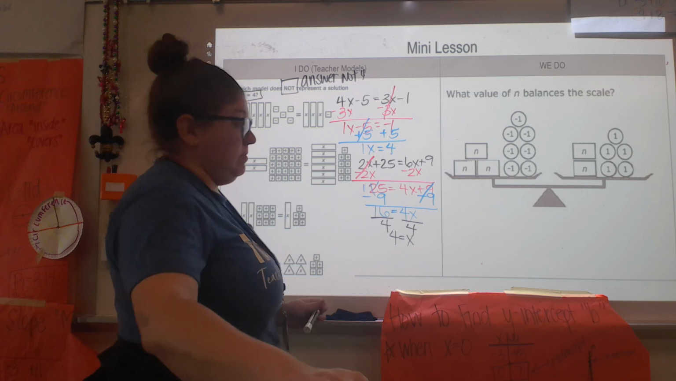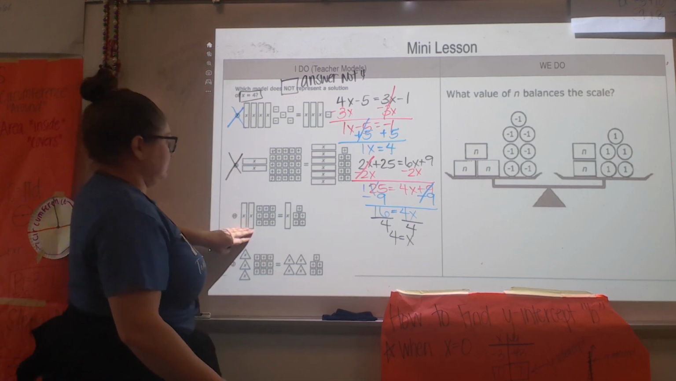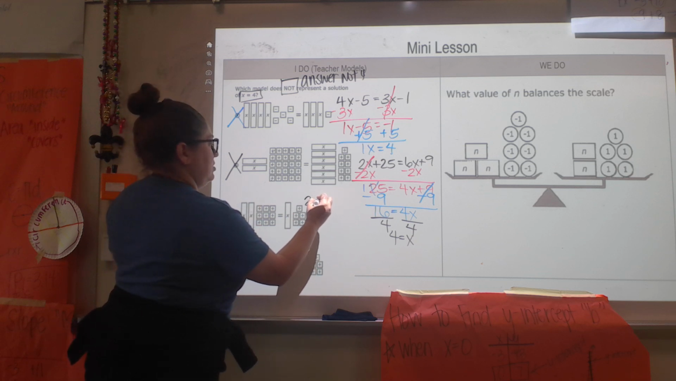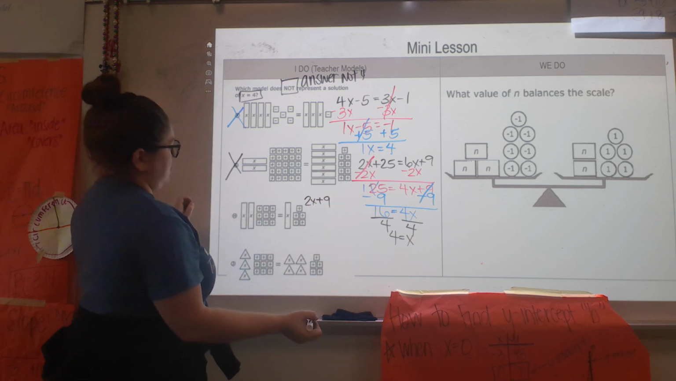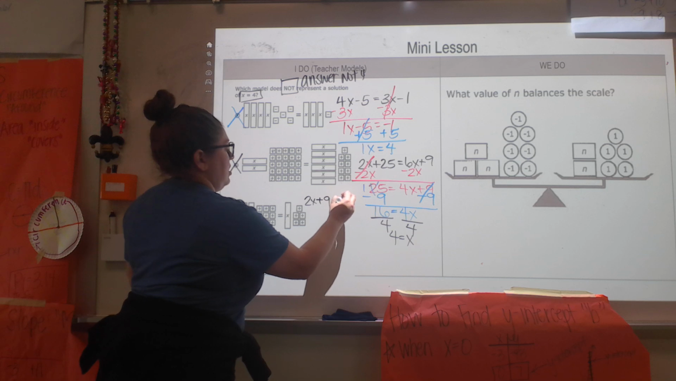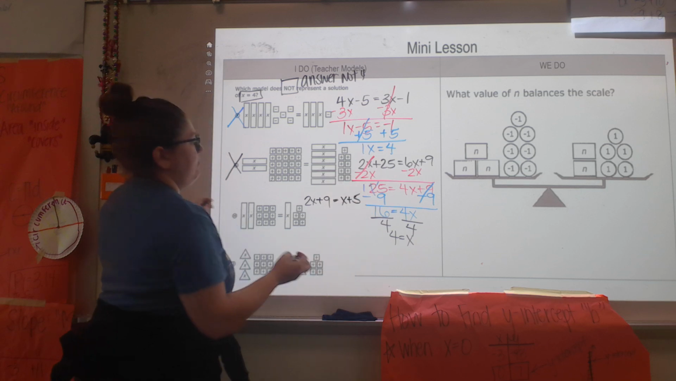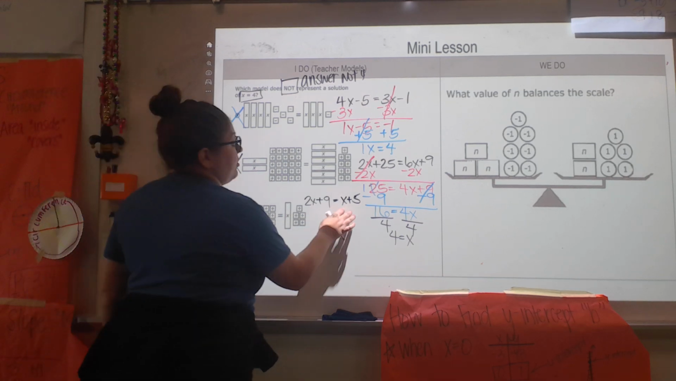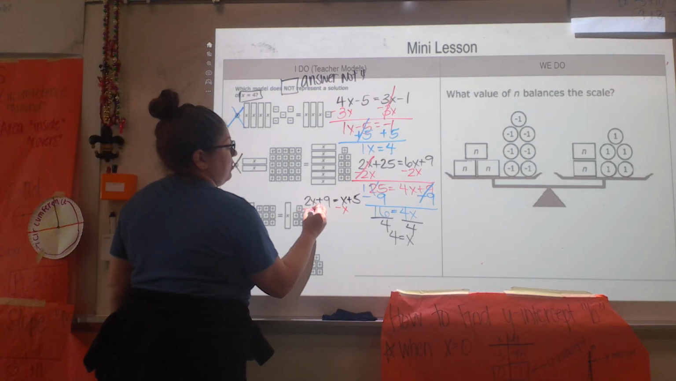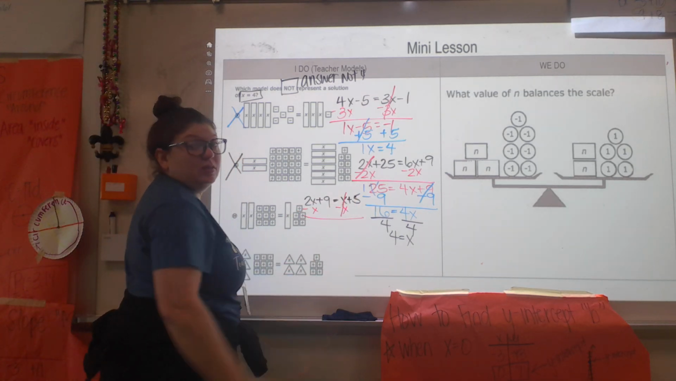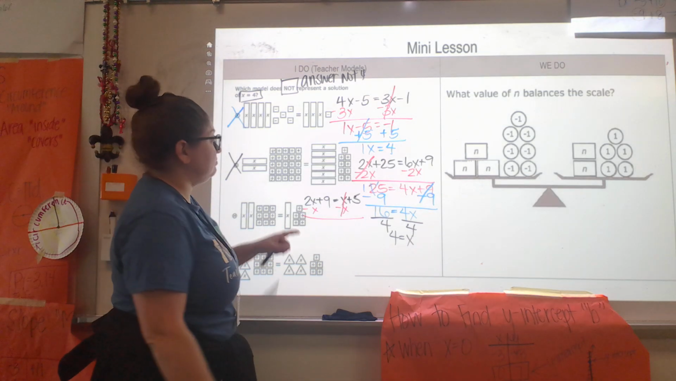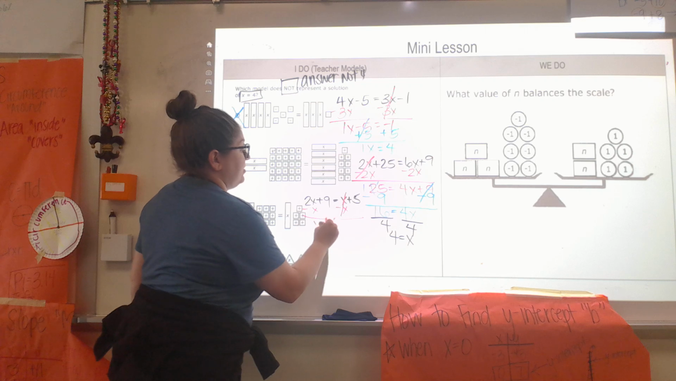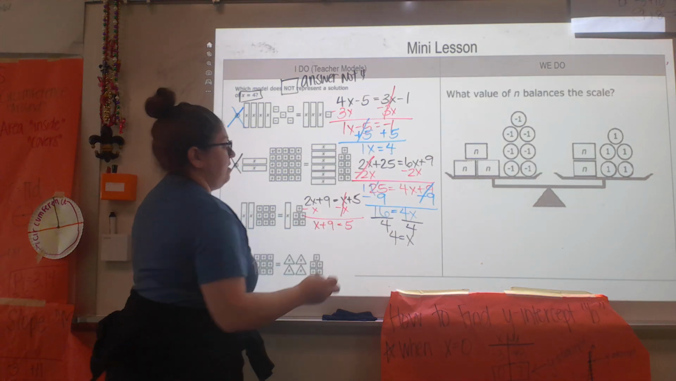Okay, next problem. You have 2x plus 9 equals x plus 5. I'm going to go ahead and move my variable first. The inverse to a positive x is a negative x, so I minus x on both sides. These cancel out, or 0 out, so I have x plus 9 equals 5.